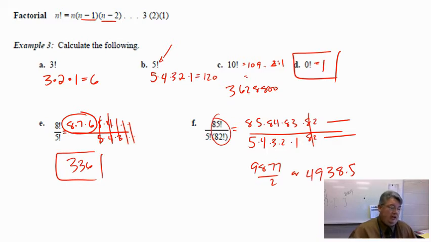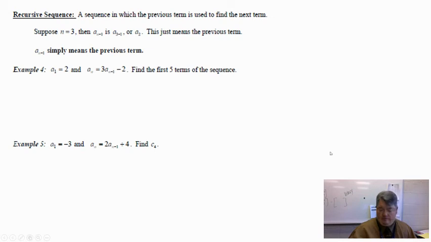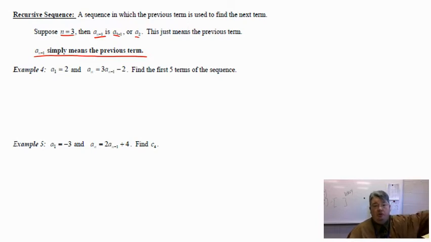Okay, moving on. Now, a recursive sequence. A recursive sequence is one where I don't put in 1, 2, 3, 4, 5. My inputs are the previous term. So a sub n minus 1, that means, suppose you're trying to find the third term, a sub 2. A sub n minus 1 means the previous term. A sub n minus 2 means the term that's 2 before. A sub n minus 3 is the term that's 3 before. But really, all we're going to see is n minus 1.